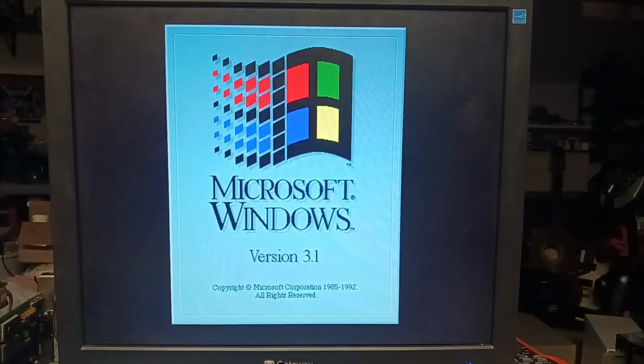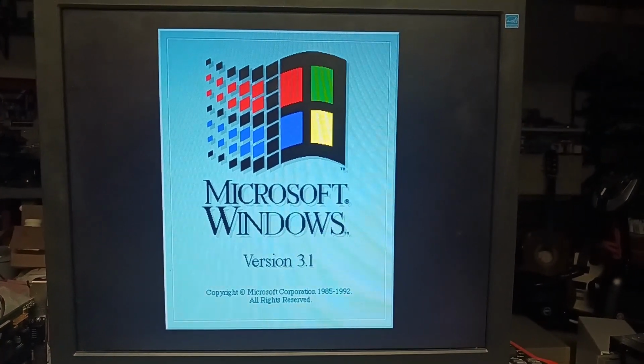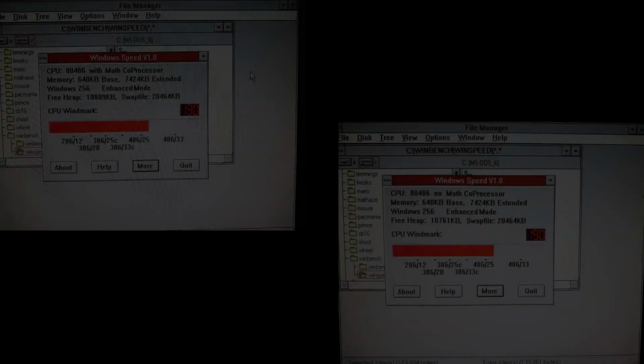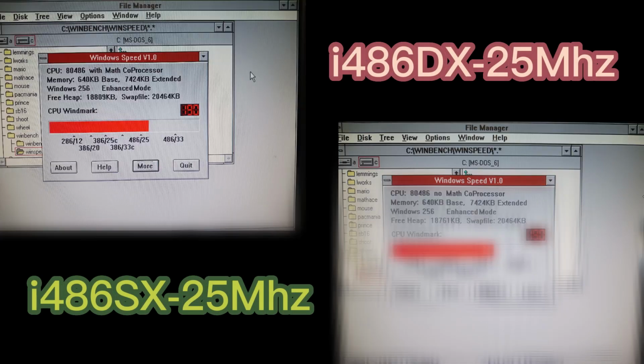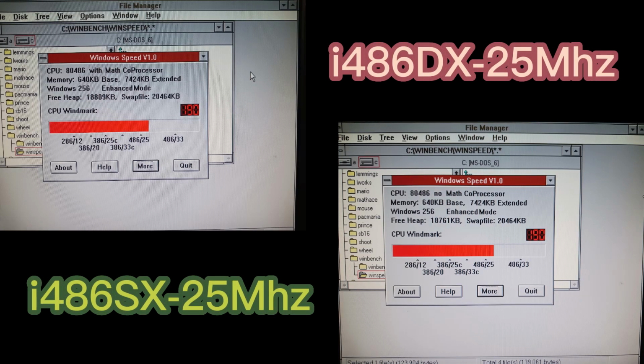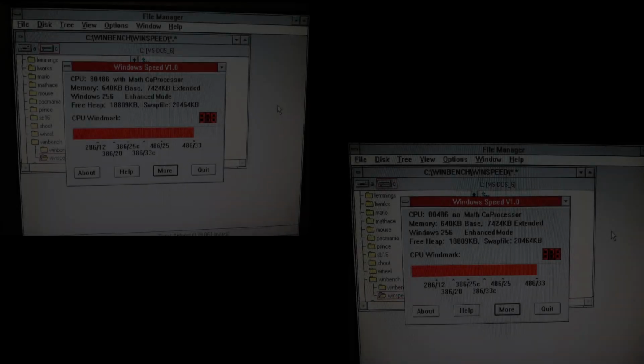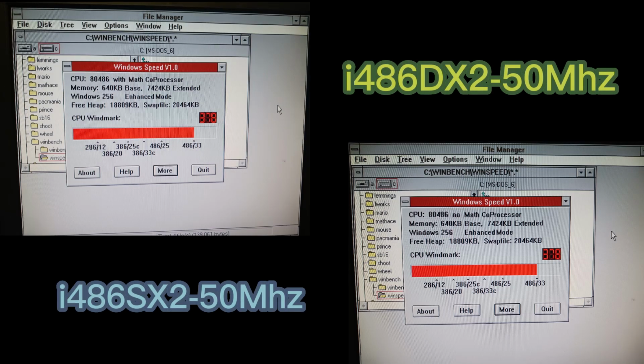Then let's load up Microsoft Windows version 3.1 and take a look at this benchmark here. It's called WinSpeed version 1.0. For the SX25 and the DX25, we get the same CPU WinMark of 190. And we move forward to the DX2 and SX2 50s. They both get a score of 378.